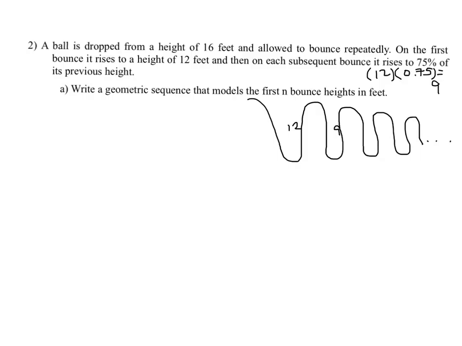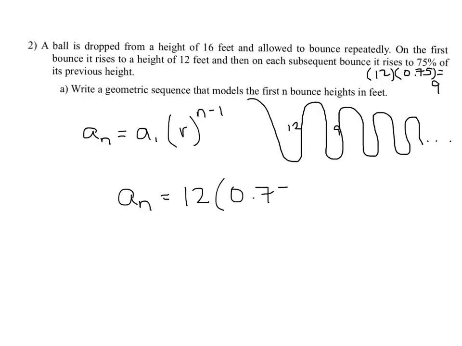Now they want a geometric sequence. Geometric sequences are usually of this form: a sub n is equal to a sub 1 times the ratio to the n minus 1 power. That's where we're going to go with it. So if I want to start this out, a sub 1, my first term, is going to be 12. My ratio is 0.75 because that's how much each bounce is. And then after that I have n minus 1.